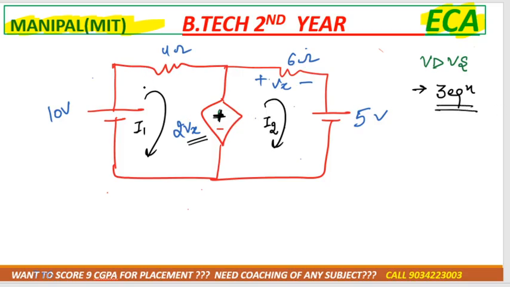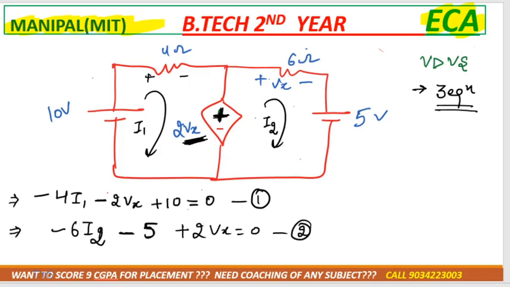Okay. So सबसे पहले तो normal we have to apply mesh analysis. It's a voltage source, so it normally behaves like a voltage source only. So it would be how much? Minus 4I1 minus 2Vx. As I told you, every time we have to take the second sign. Plus 10 is equal to 0, right? So this is the first equation. So minus 6I2 minus 5 plus 2Vx. But now we have to make another equation which is due to the dependent source.